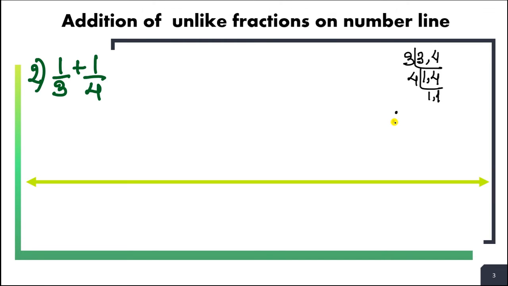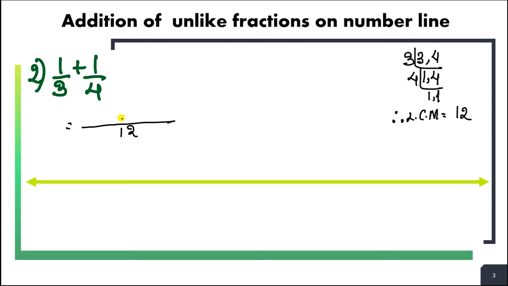So therefore our LCM of 3 and 4 is equal to 3 into 4. 3 into 4 is equal to how much? 12. So right now the LCM we are getting is 12. So let us write here 12. Next step, what are we going to do?